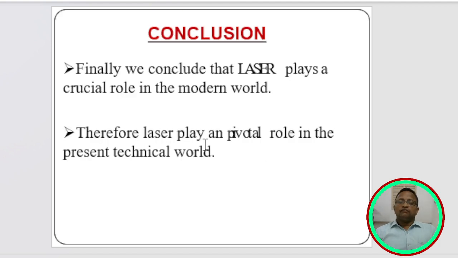So finally we conclude that lasers play an important role in modern technology, and after developing lasers, nowadays they play the pivotal role in the present technical world.